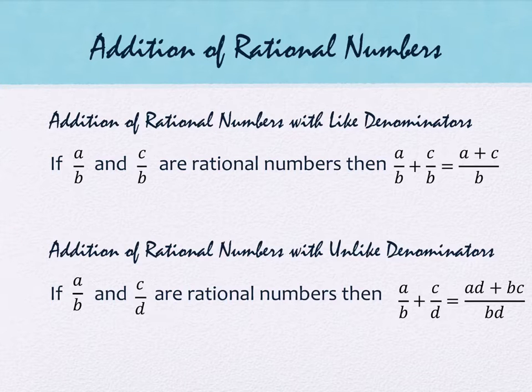If the denominators are the same, that's the first definition, then we simply add across the top. So a over b plus c over b is a plus c over b. Okay? And it's tempting sometimes to add across the top and add across the bottom. So let me just show you a real quick picture of why that actually doesn't make any sense.